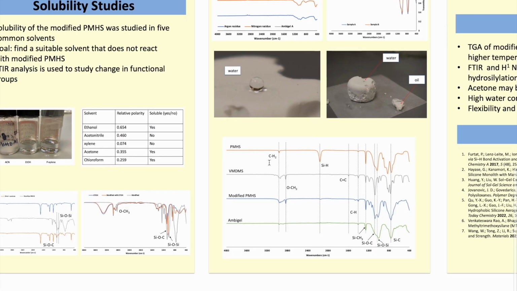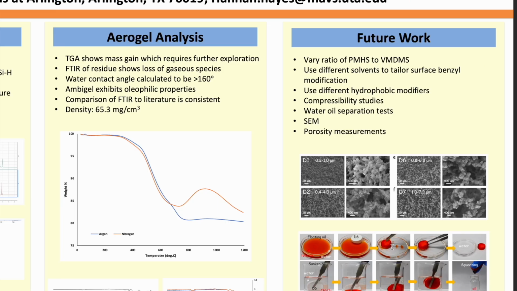The FTIR was compared for the two precursors, the PMHS and VMDMS, the modified PMHS, which is the intermediate, as well as the ambigel. These functional groups are as expected from literature. In the future, we are hoping to look at more ratios of PMHS to VMDMS, use different solvents to tailor the surface benzyl modifications that are occurring, use different hydrophobic modifiers, and do compressibility studies, water-oil separation tests, and SEM, as shown in these images below from literature, as well as porosity measurements.